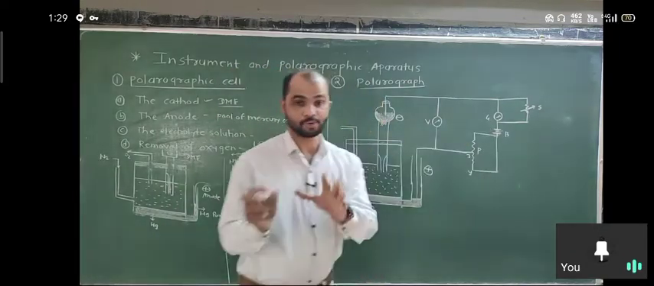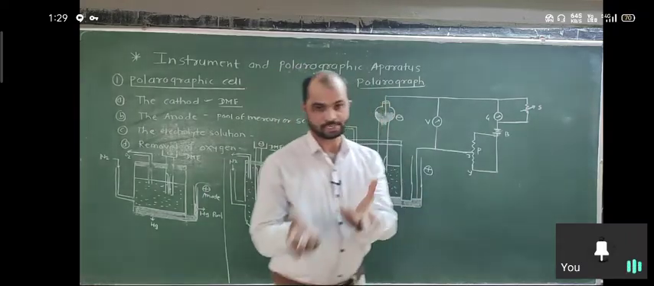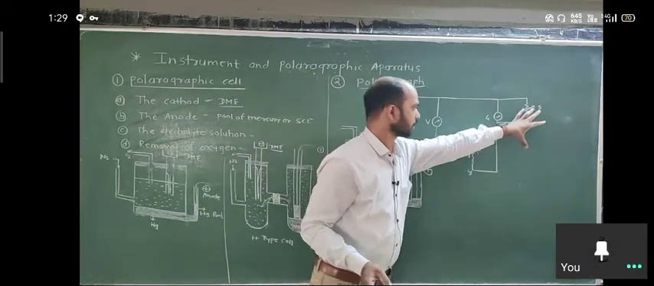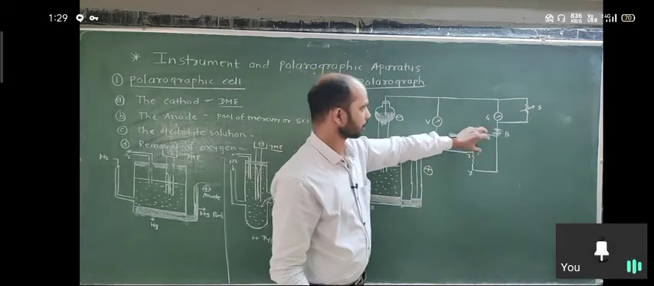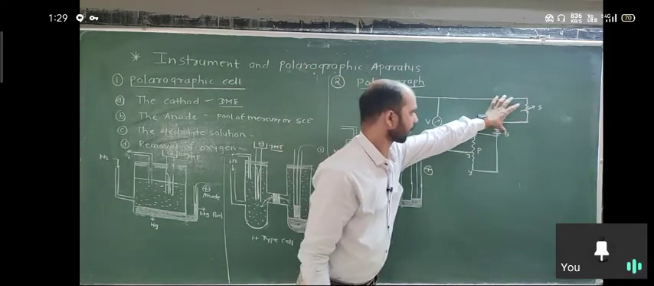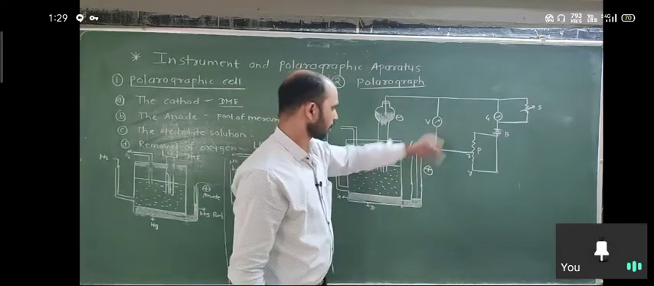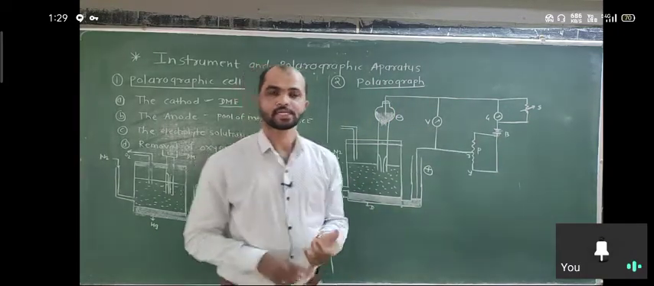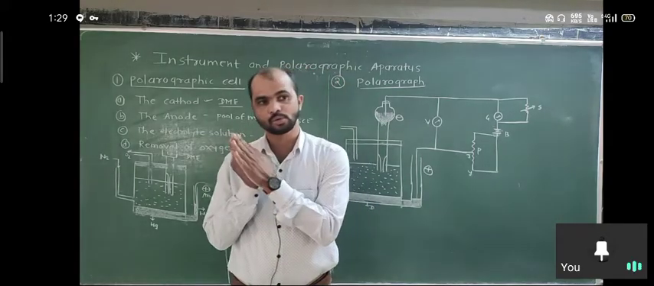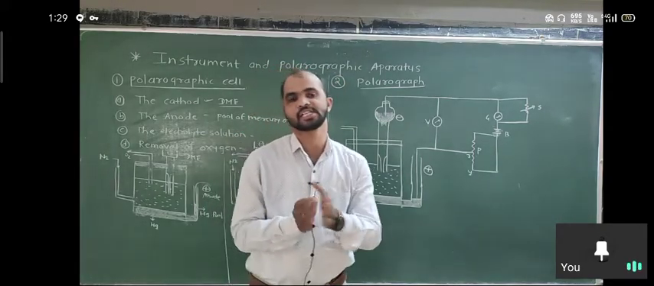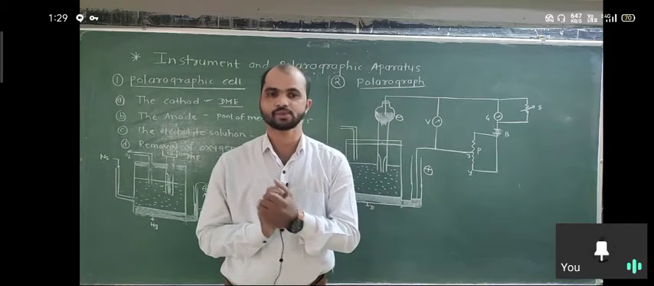P stands for potentiometer. B is the battery. S is the shunt which is attached to the galvanometer, so it is a part of the galvanometer. Here is a battery. Here is a potentiometer. Here is a voltmeter. The galvanometer is basically used to measure how much current is passing. So we can use the galvanometer.